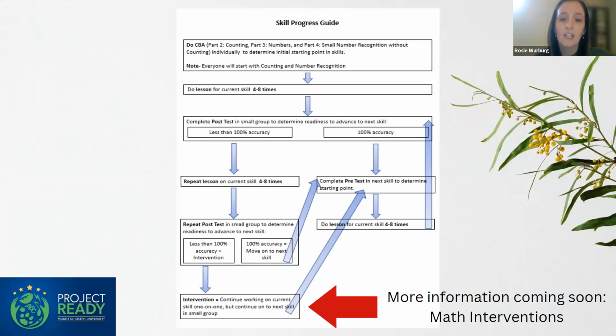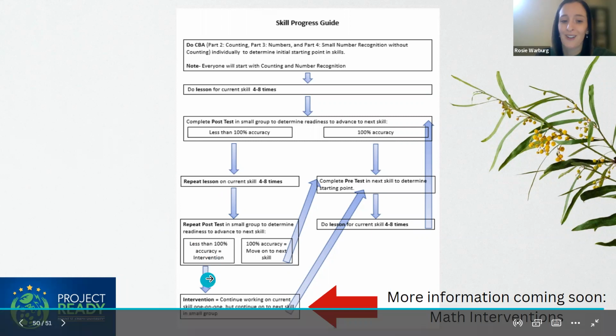So when we feel like they're ready, they might have that information, we're going to move on to the post test again, somewhere within that 4 to 8 lesson range. When we repeat the post test in the small group, if there is less than 100% accuracy after that second set of lessons on that same skill level, then we're going to move our students on to what we're calling math intervention.